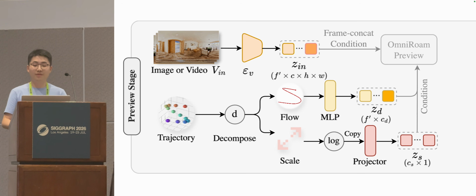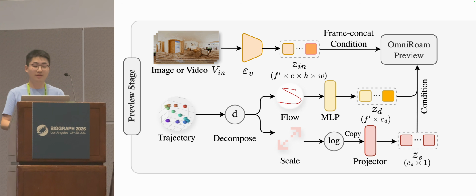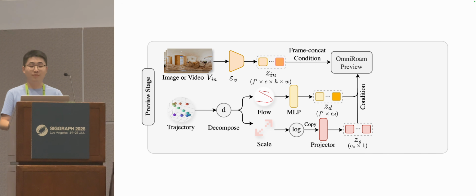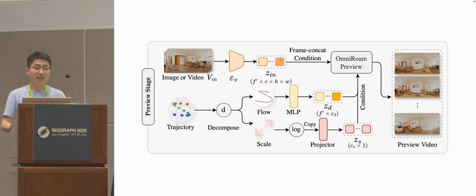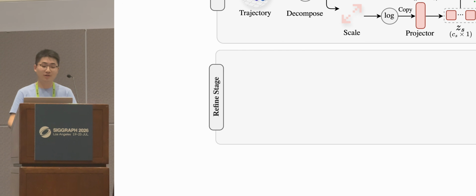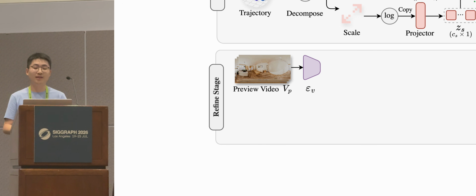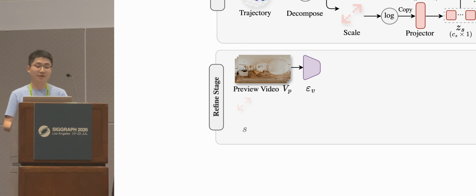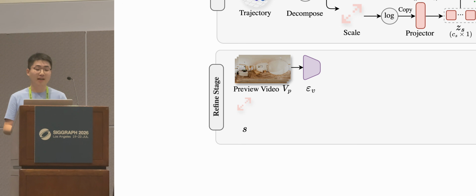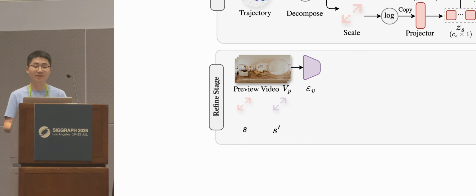Finally, both the visual and the trajectory tokens serve as the conditions to our preview model, which then generates the preview video. Now, let's follow the refine stage. We start from the preview video and pass it through the encoder into a latent. The preview is produced at an accelerated scale, and we want the final video at a target scale, which is normal playback speed. From these two scales, we first compute a visibility mask.